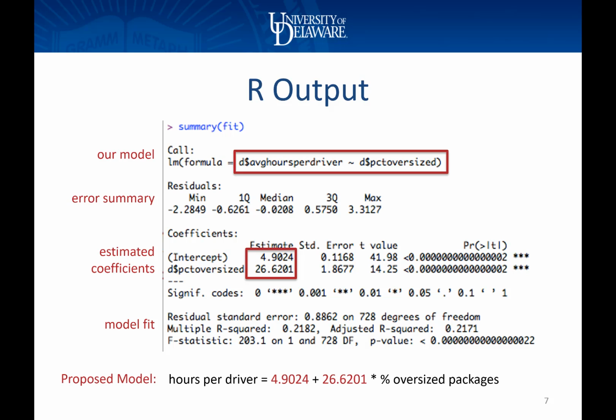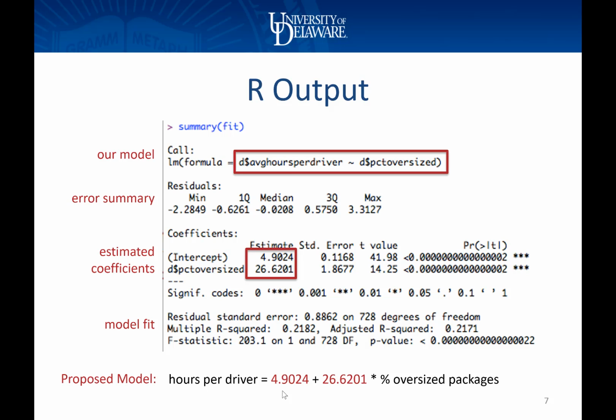So if we were going to write out the model, we would want to write it out such that we are predicting hours per driver with an intercept of 4.9 plus 26.6 times % oversized packages. Now, % oversized packages is an actual percent. So if it's 2%, it's 0.02. If we were trying to make a prediction of how long it would take to deliver all of the packages for the day, if 2% of them are oversized, we would multiply 0.02 times 26.6 and add 4.9 to get the total predicted hours per driver. So that's our proposed equation.